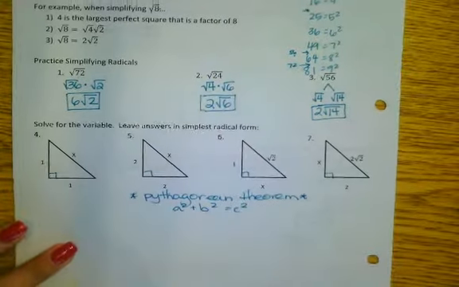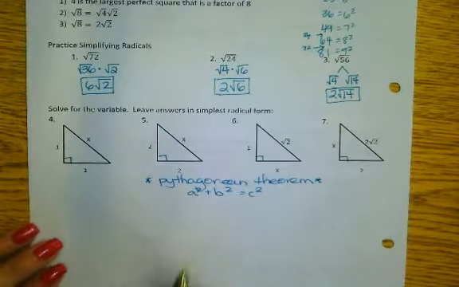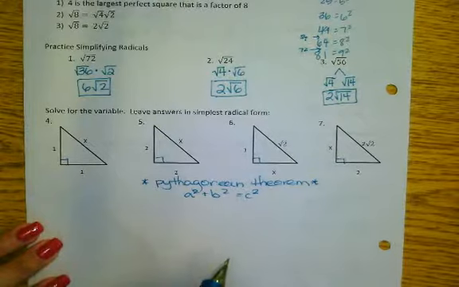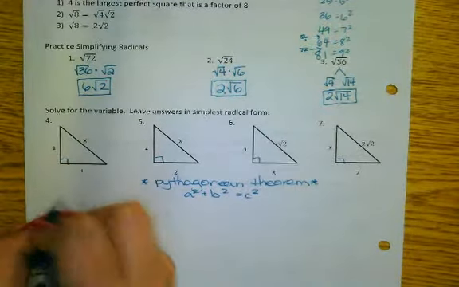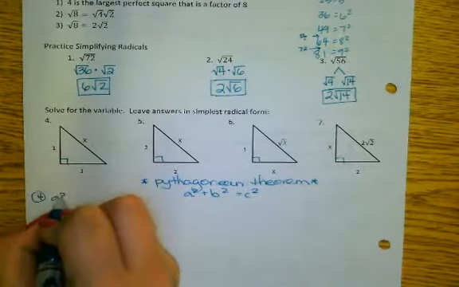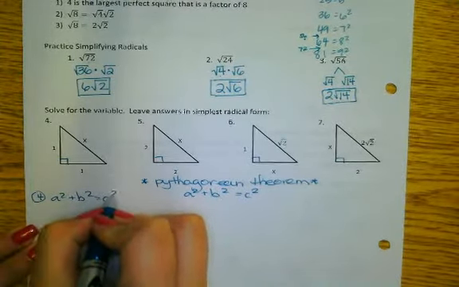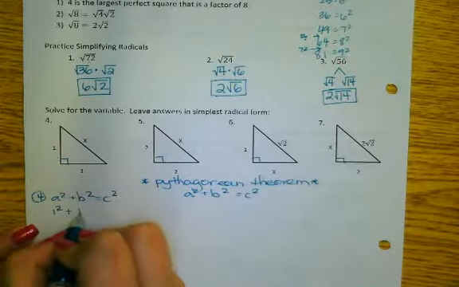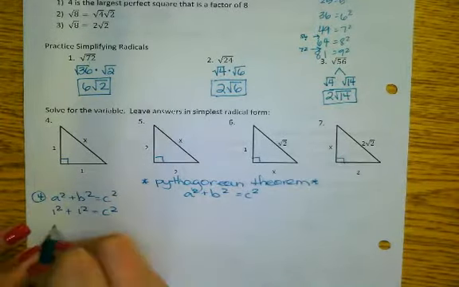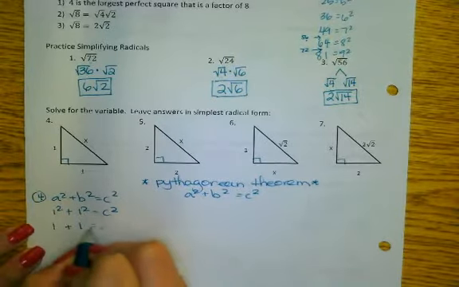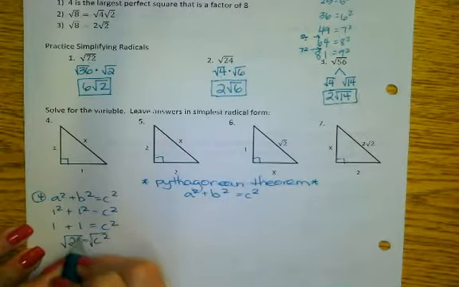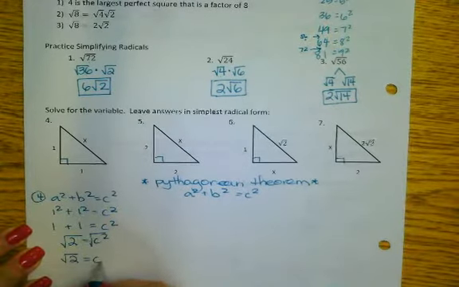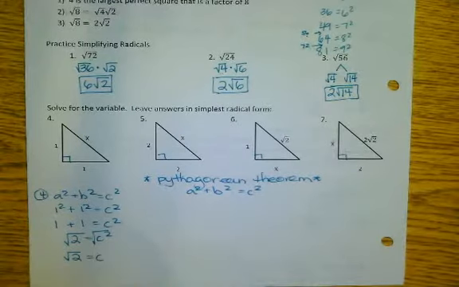Let's look at number 4. Are we solving for a leg or a hypotenuse? Hypotenuse. So for number 4, I have a squared plus b squared equals c squared. 1 squared plus 1 squared equals c squared. 1 plus 1 is 2. In order to get c by itself, I take the square root. It's the square root of 2. Is it in simplest form? Yes, it is. Very good.